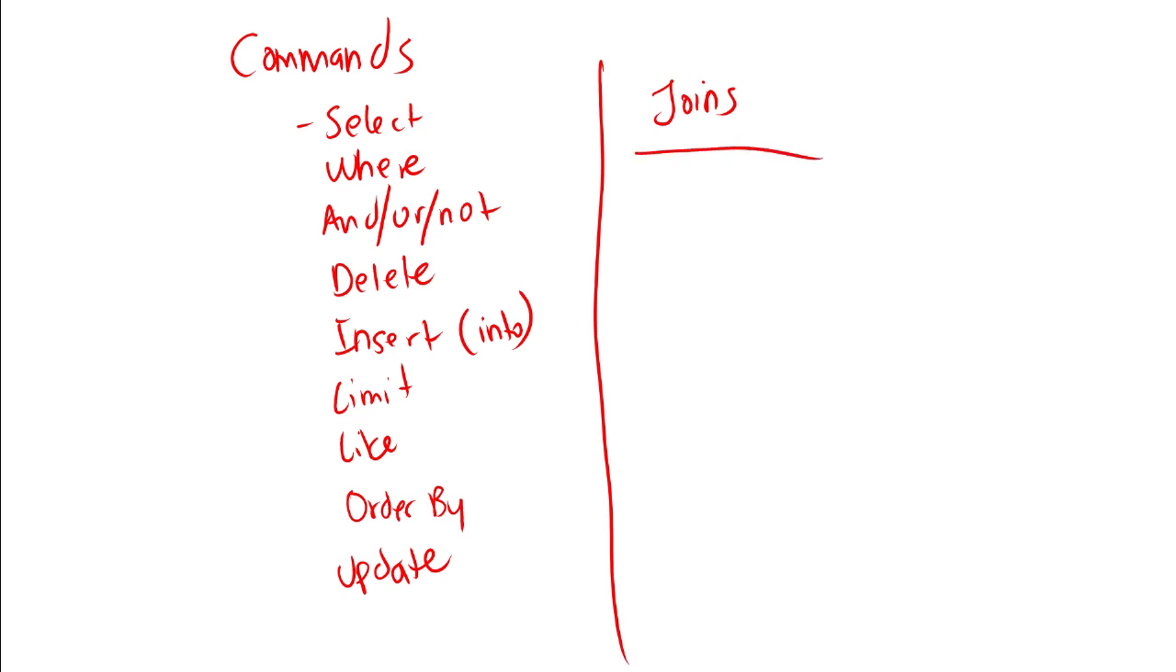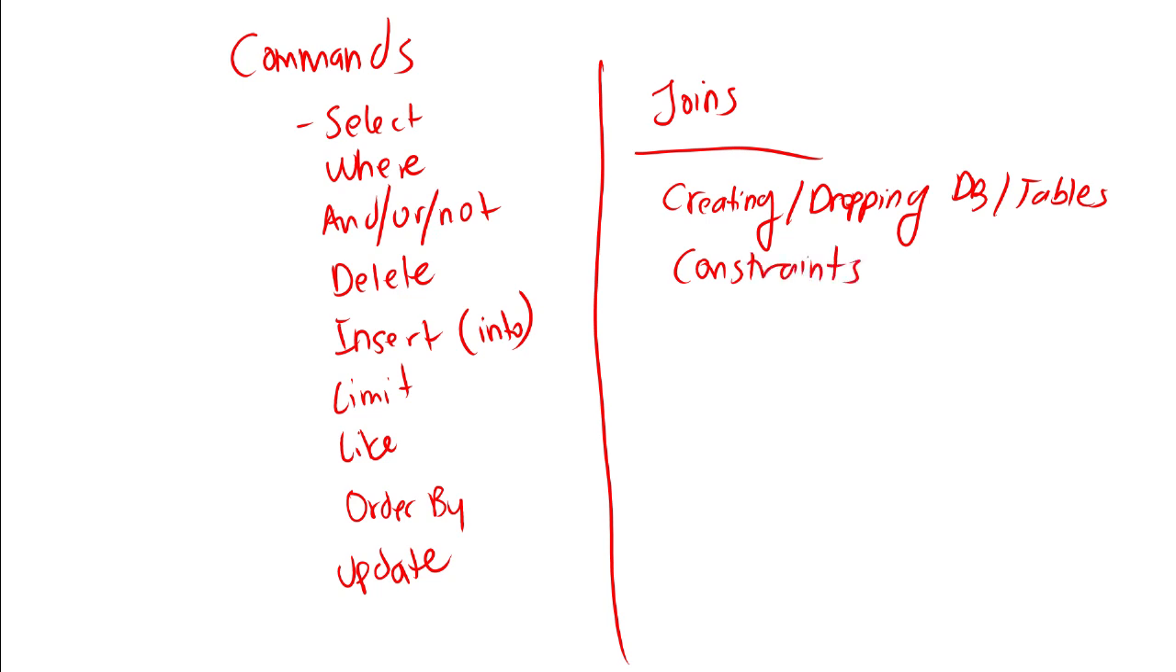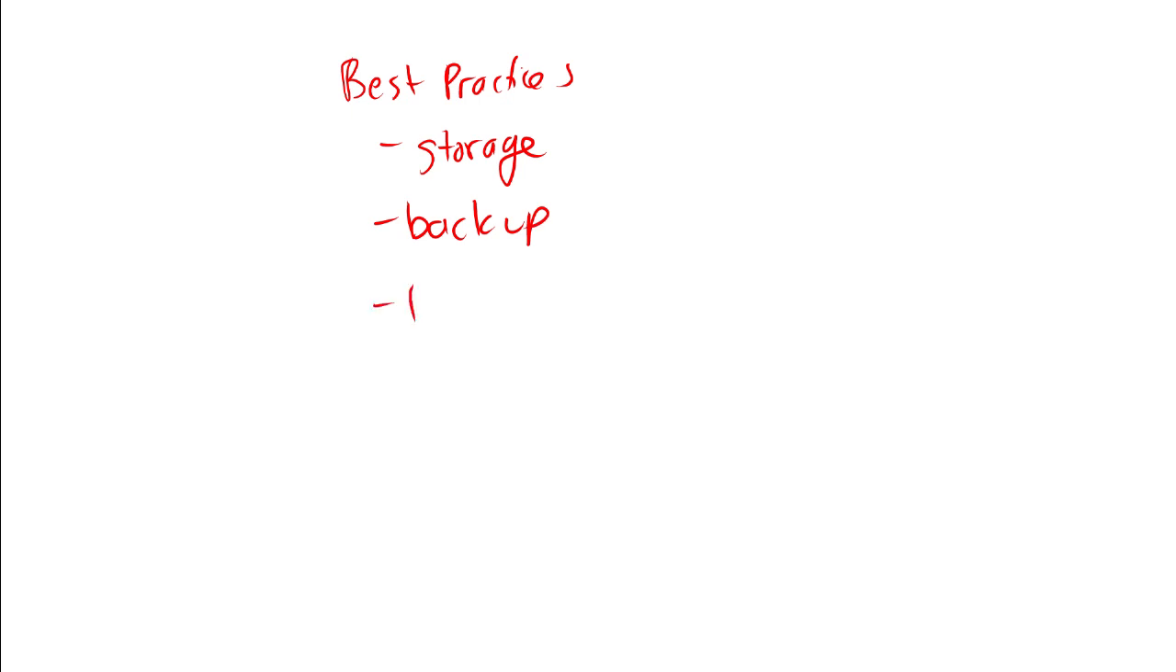And then on the DB side, we're going to look at creating and dropping DB/tables, constraints. We're going to look at views, creating views, auto increments. And then we're going to look at some more best practices for storage, backup, high availability.